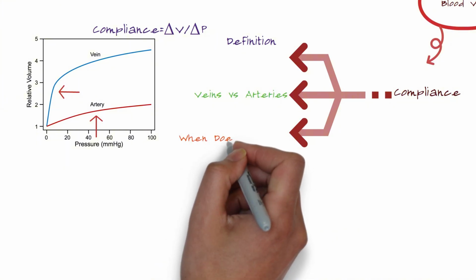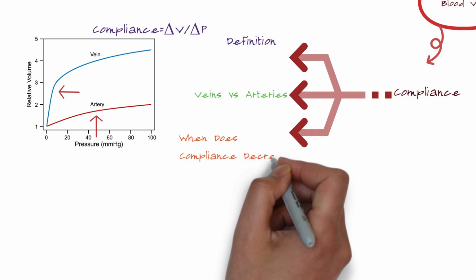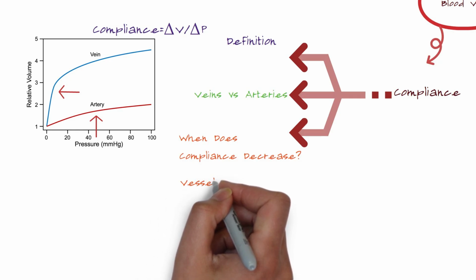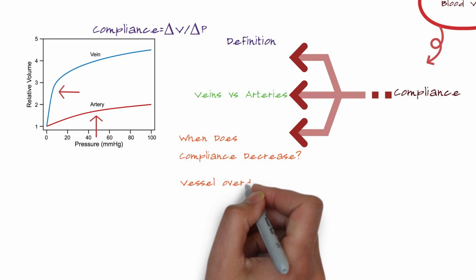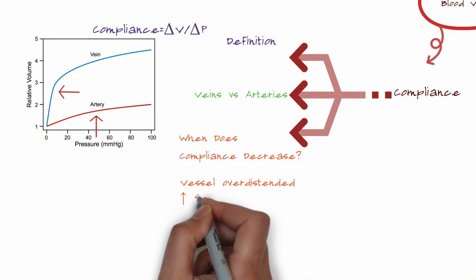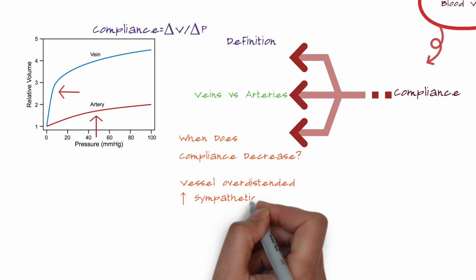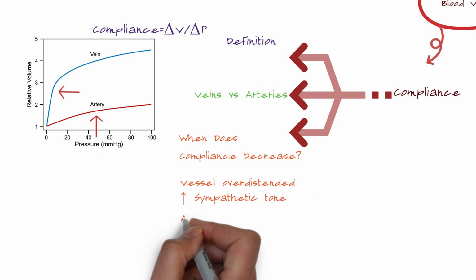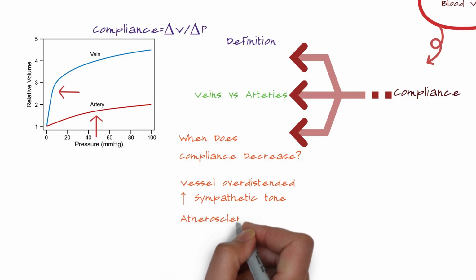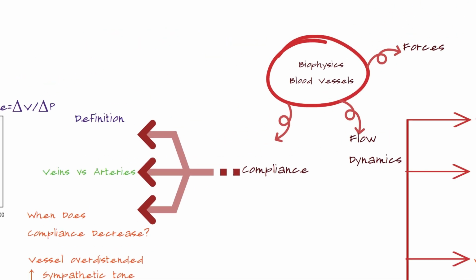When does the compliance decrease? The compliance can decrease when the vessels become more stiff. This occurs in several situations. When the vessel is over-distended and cannot be stretched anymore, this causes a decrease in compliance. When there is an increase in sympathetic tone, there is a decrease in compliance. Atherosclerosis and aging can both decrease compliance because the wall becomes more stiff. So the same blood volume causes a marked rise in pressure because the vessels no longer expand properly. Now let's talk about the Laplace law.